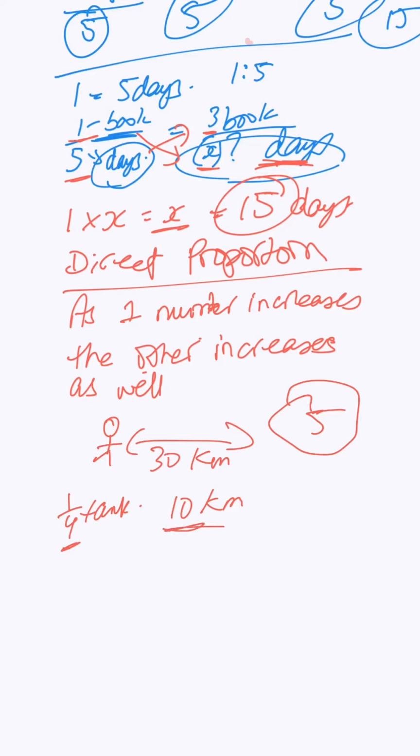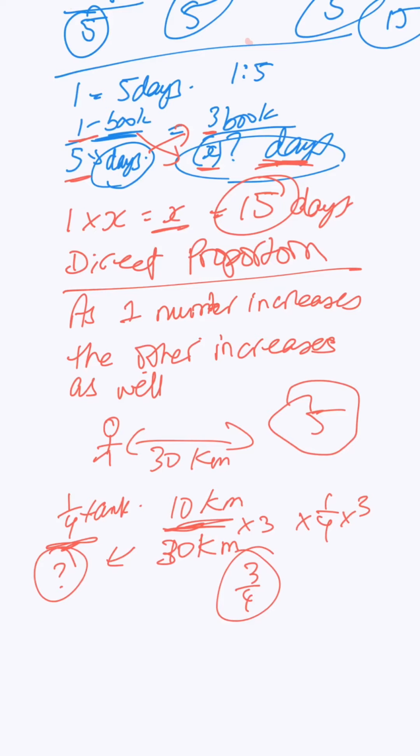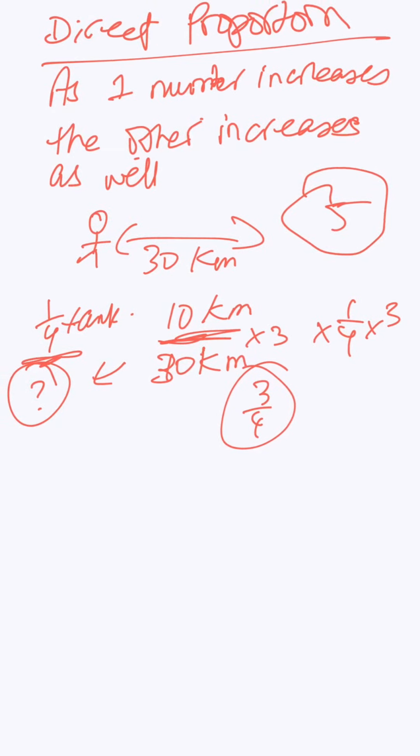So essentially, 10 kilometers is a quarter tank. But we still have 30 kilometers, and that will be the question mark. So 10 multiplied by 3 will give you 30. A quarter, so 1 over 4 multiplied by 3, will give you 3 quarters. So that is one example, but let's use a simpler example.